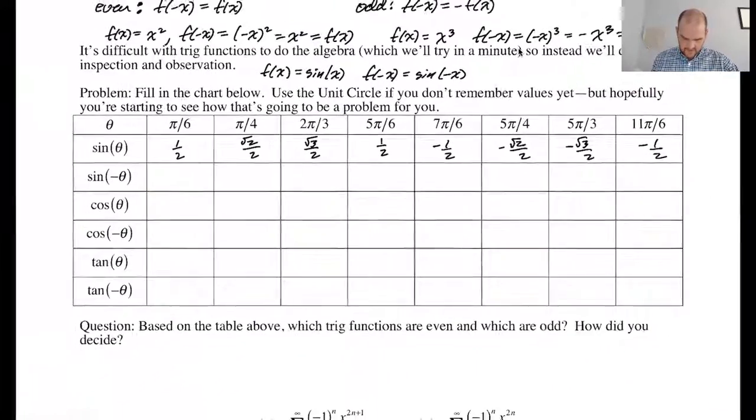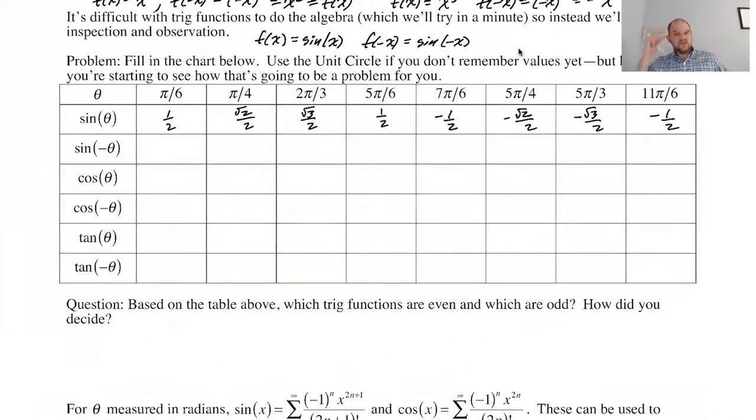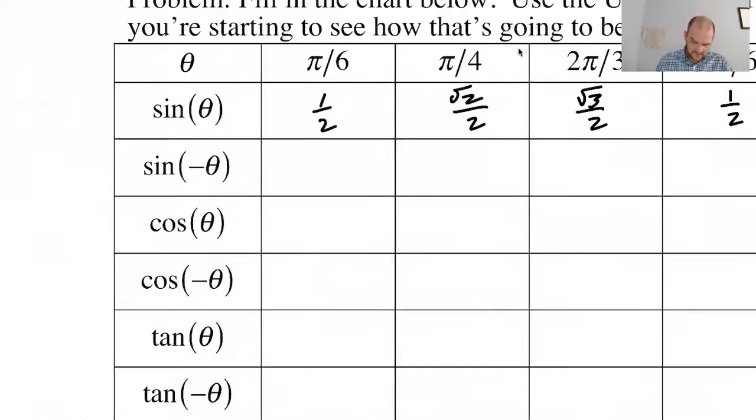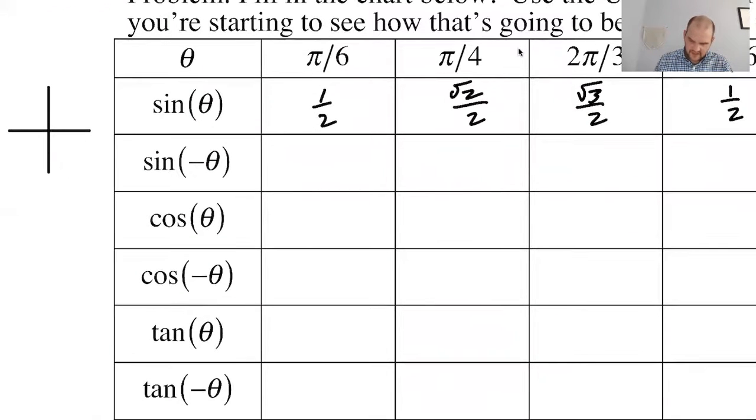Okay, so now let's think about something. Sine of pi over 6 versus sine of negative pi over 6. I want to think about this kind of visually, so I'm going to try to draw something that I think is useful. If I start with a quadrant 1 angle, pi over 6 would be here. So that's pi over 6, that's quadrant 1. The negative of pi over 6 takes me to quadrant 4.